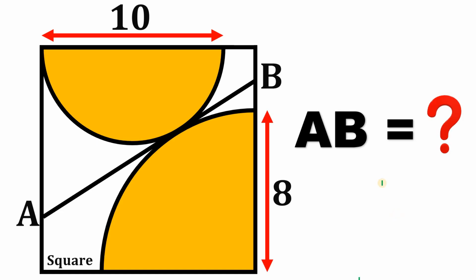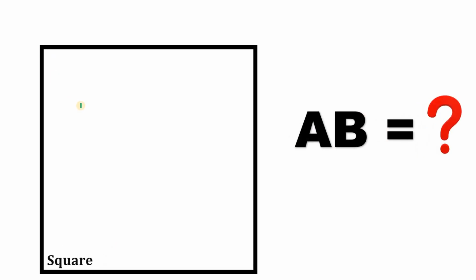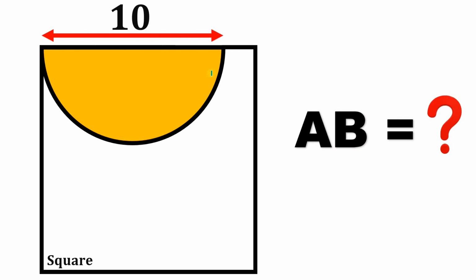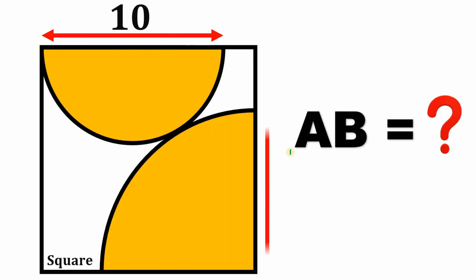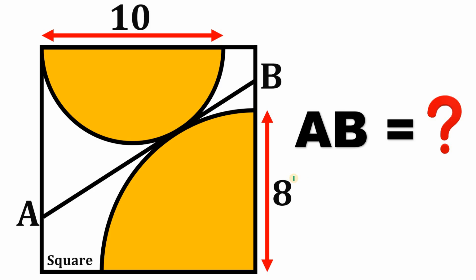Can you solve this geometry challenge? Here's the question. Let's start with a square. Now let's draw a semicircle with a diameter of 10 units. Now let's draw a quarter circle with a radius of 8 units. Now from this point of tangency, let's draw a segment and let's call this AB. And the question is, what is the length of segment AB?